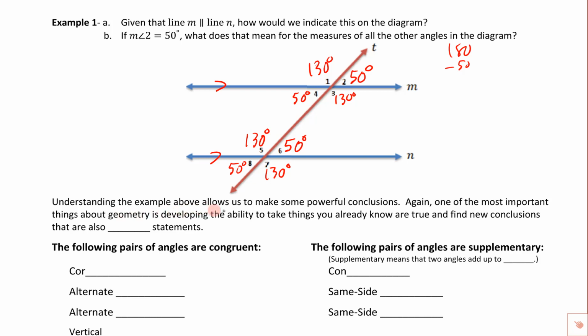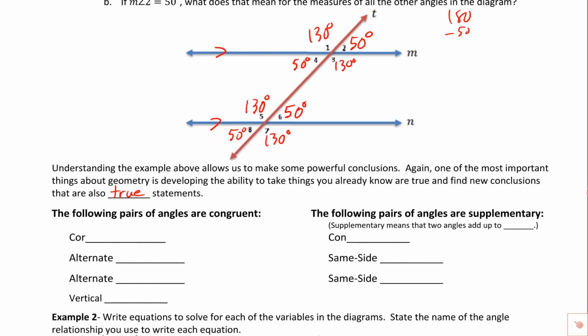So understanding the example above allows us to make some very powerful conclusions. If we take a look at this, my gosh, there's a whole bunch of them that are exactly the same. And again, one of the most important things about geometry is developing the ability to take things you already know are true and find new conclusions that are also true statements. Okay, so we're going to talk about some of those true conclusions that we can make from this.